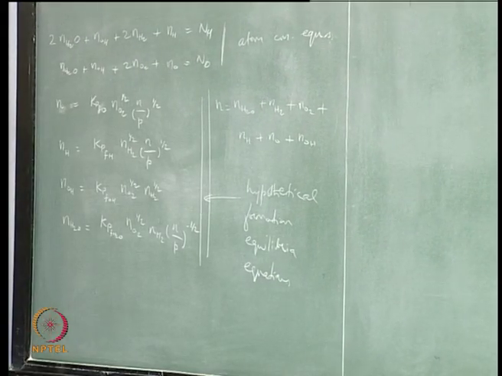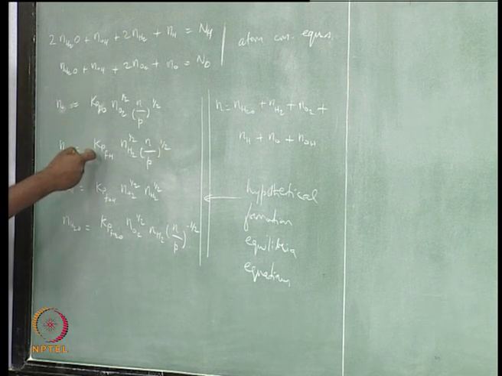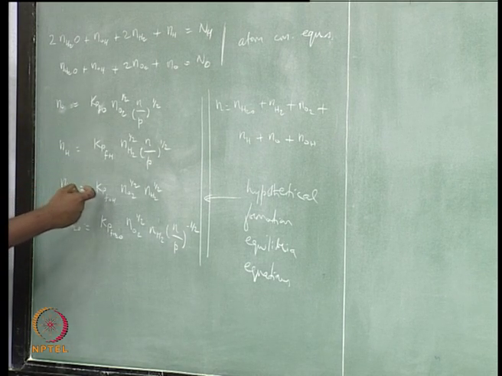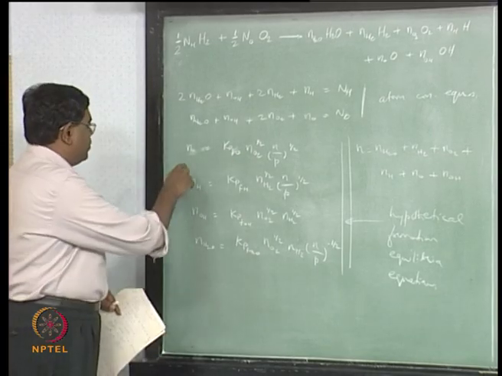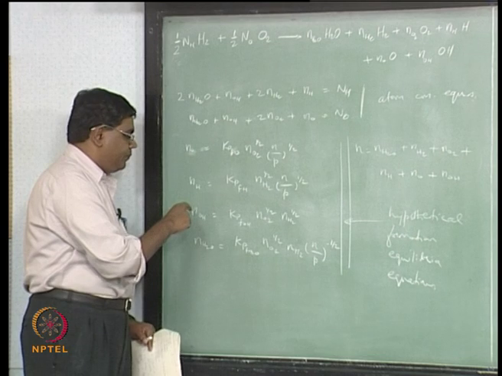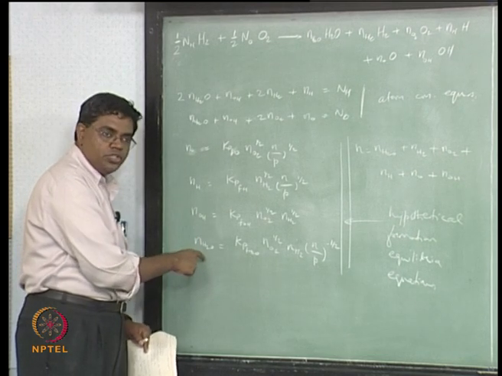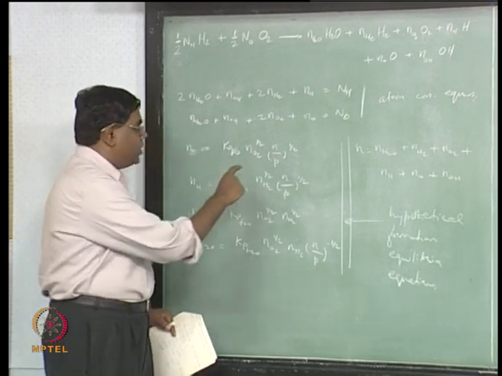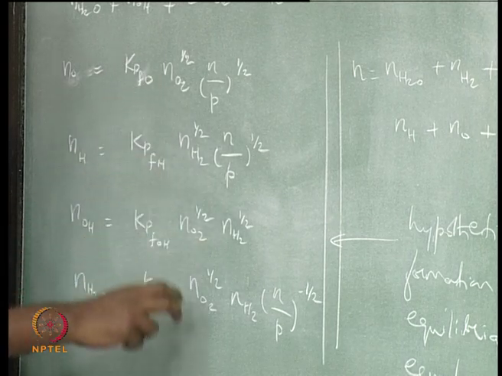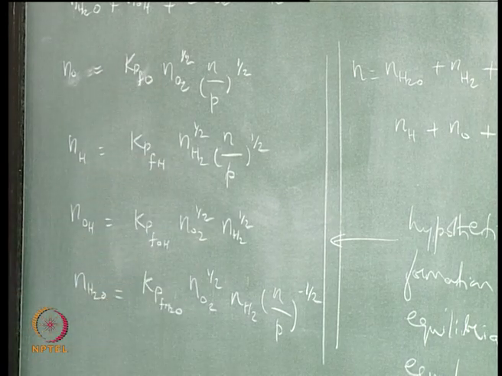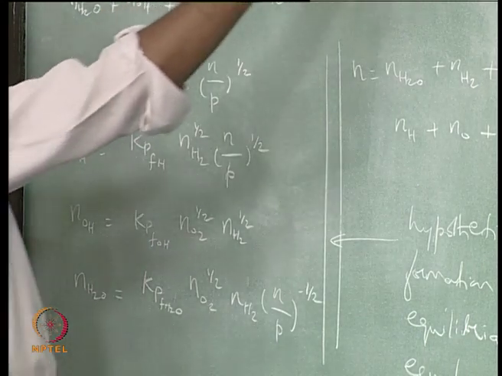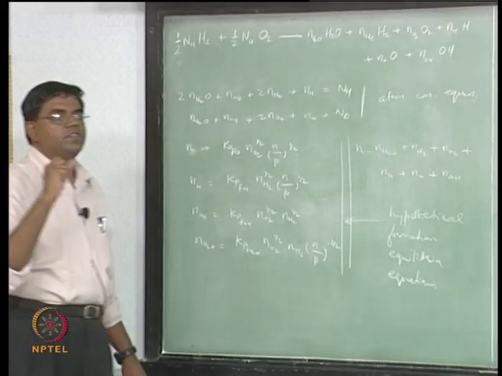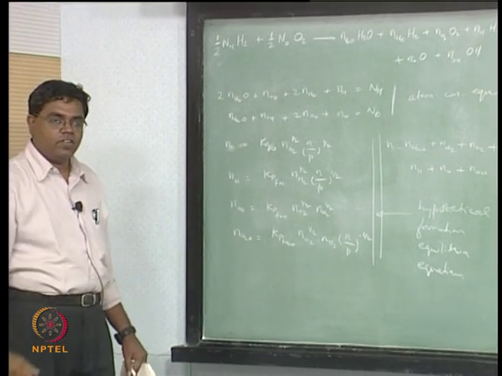So in the last class we wrote these expressions for KPFO, KPFH, etc. We have now rearranged them in such a way that we get expressions for NO, NH, NOH and NH2O, each of them in terms of NO2 and NH2. So effectively we are now recasting everything in the products in terms of only the reference elements. The reference elements really are the key.